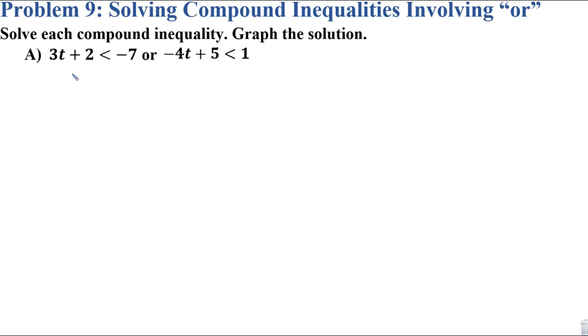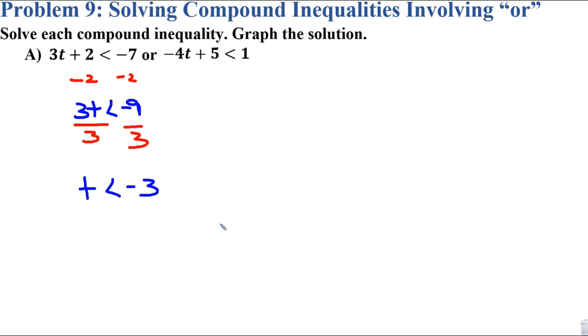To get the 3t, or the t, by itself, I'm going to subtract 2 on both sides. That'll give me 3t is strictly less than -9. And divide both sides by 3, which gives me that t is strictly less than -3. Okay, so that's my first solution. We'll keep that out of the way. Or I'll have my second solution.